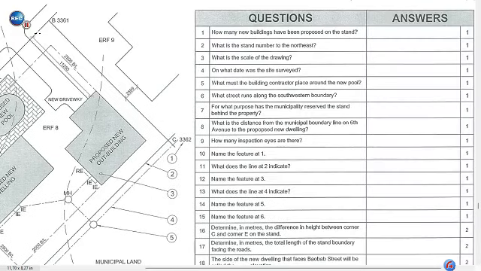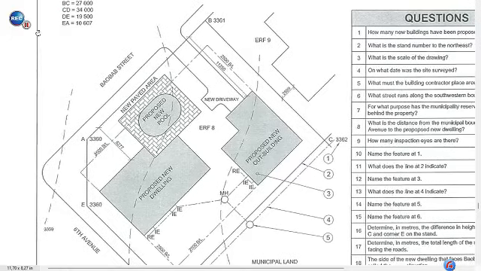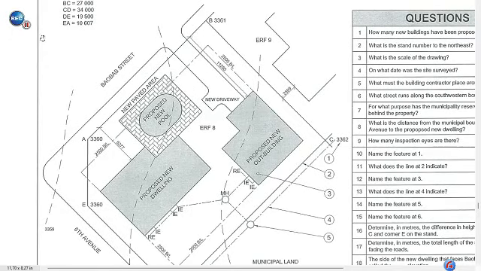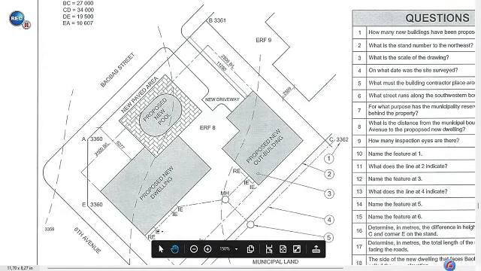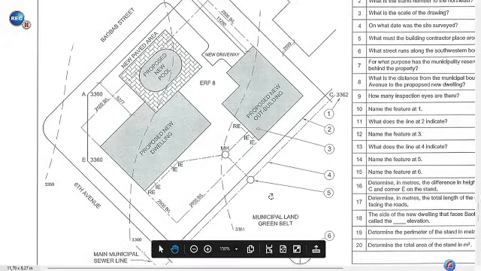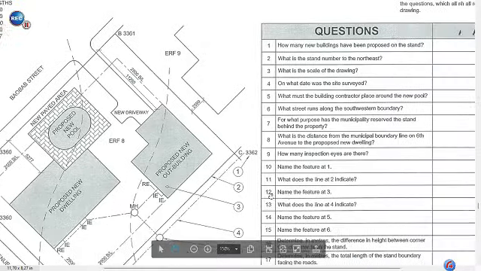How many inspection eyes are there? So we're going to look at the abbreviation IEs. So you're going to count them. It starts here 1, 2, 3, and it goes here 4 and 5. So there are 5 inspection eyes on this particular stand.